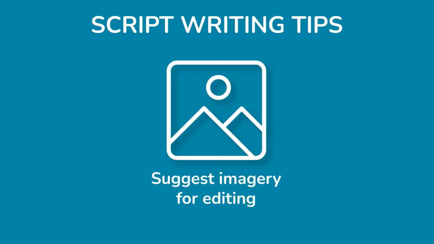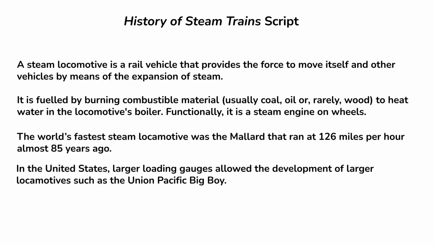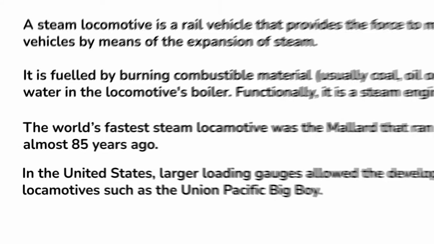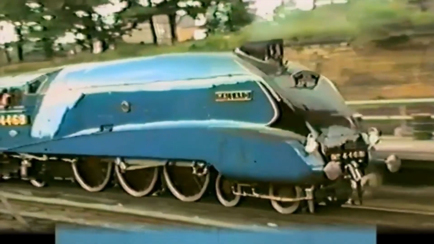It can also be helpful to write in imagery suggestions for the editing phase. For example, if you're giving a history of certain steam trains, you could add instructions to an image of the magnificent Mallards, or if you are covering a particular historical event, perhaps find some archive footage of that event.